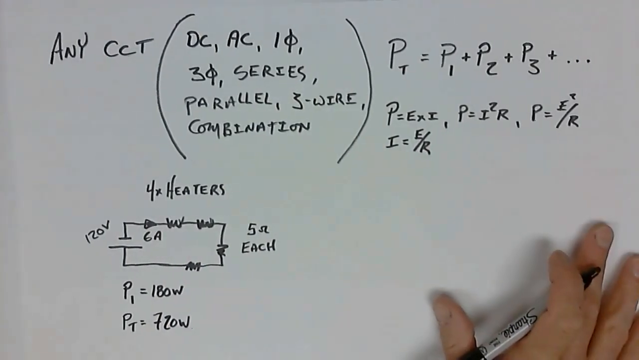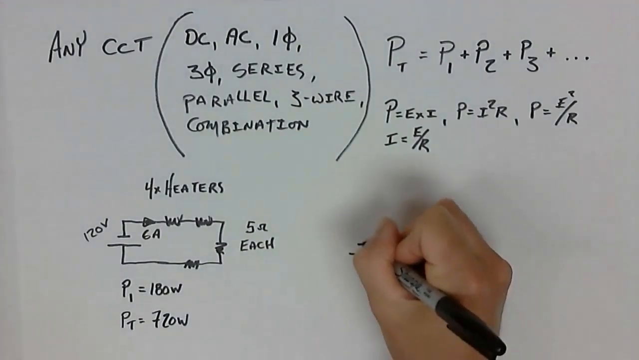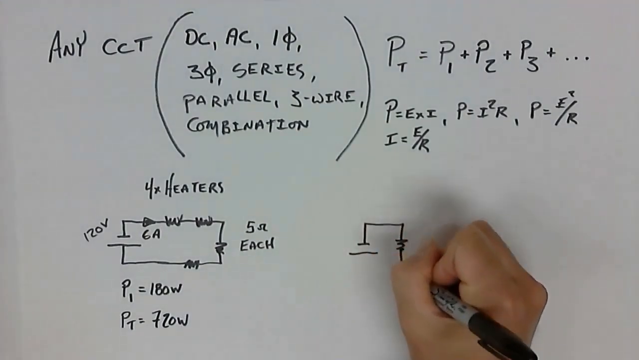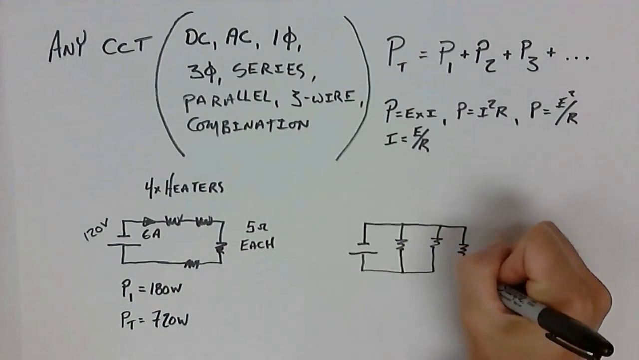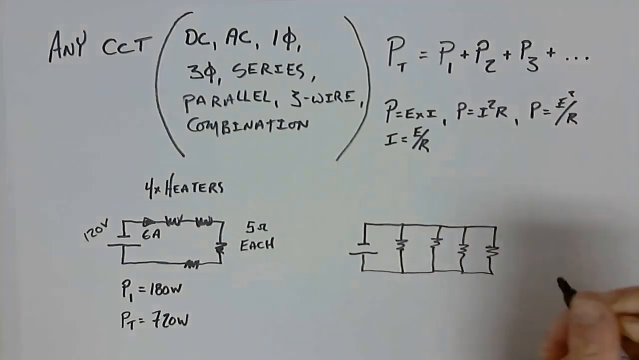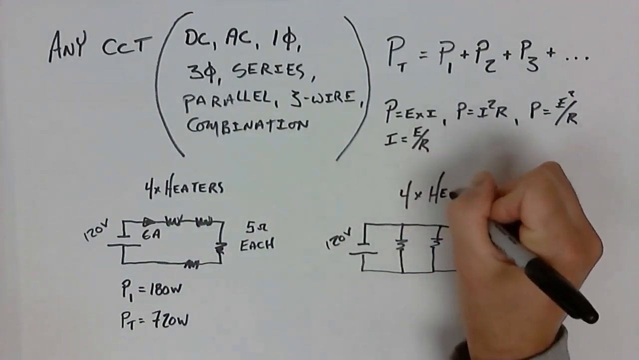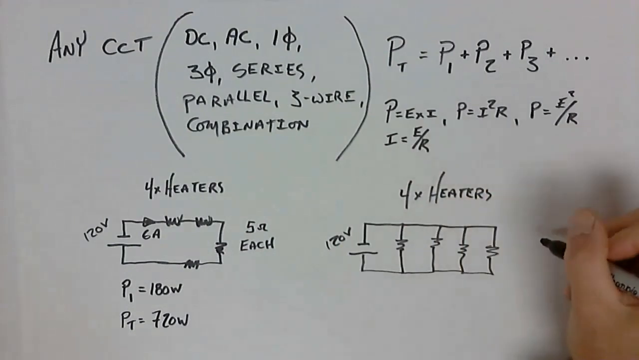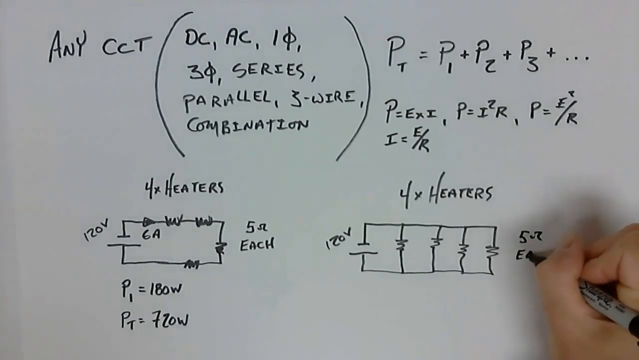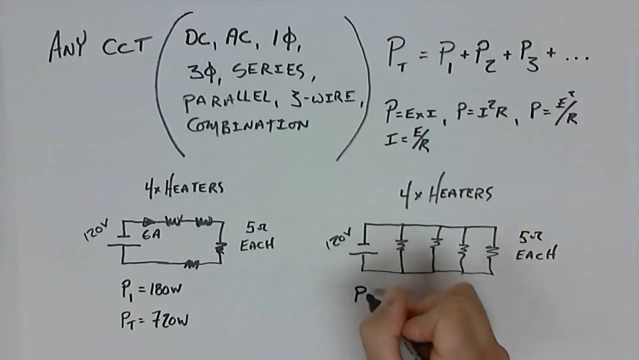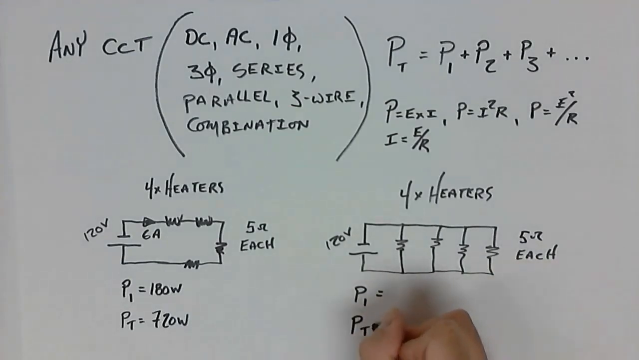All right, so if that is total power for a series circuit, let's take the exact same heaters, and now we're just going to crank them into a different arrangement. It's same heaters, but now we're going to put them in parallel with that same source. Source hasn't changed, still 120 volts. It's still 4 heaters. And we still have 5 ohms of resistance each. And we're going to work out the same thing, P1 of one resistor or heater, how many watts, and P total, what's total power consumed.